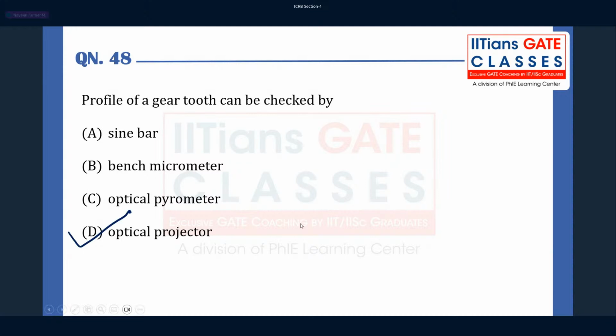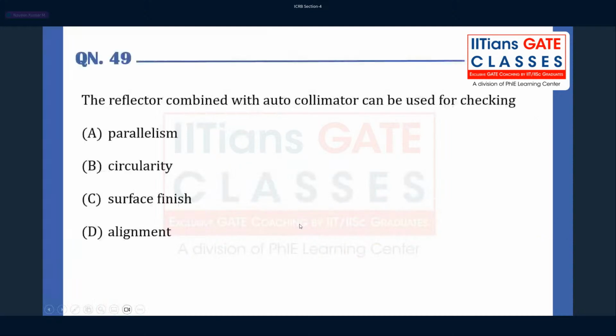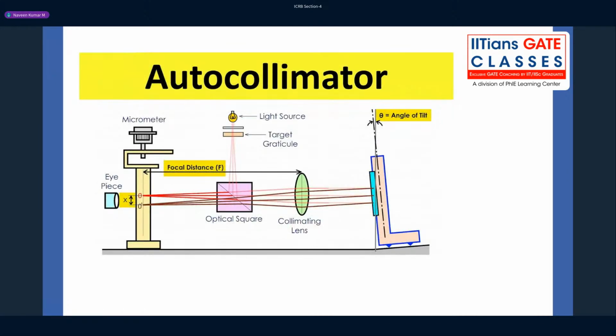Next, the reflector combined with autocollimator can be used for checking. What is autocollimator? First, we'll see. This is the autocollimator. How does autocollimator work? We'll discuss.